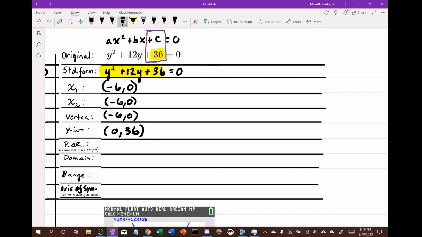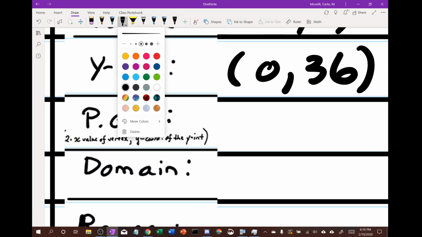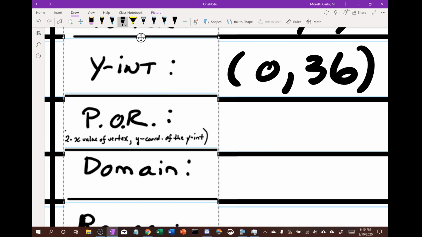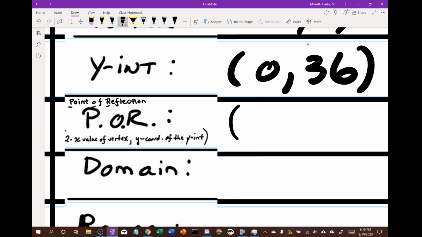Now, this one down here, point of reflection. Okay, I need to spell this out. This is something I wrote quickly and should have written out. This is point of reflection. That's what POR means, POR. And what it tells us is that the x-coordinate of the point of reflection is located at 2 times the x-coordinate of the vertex.